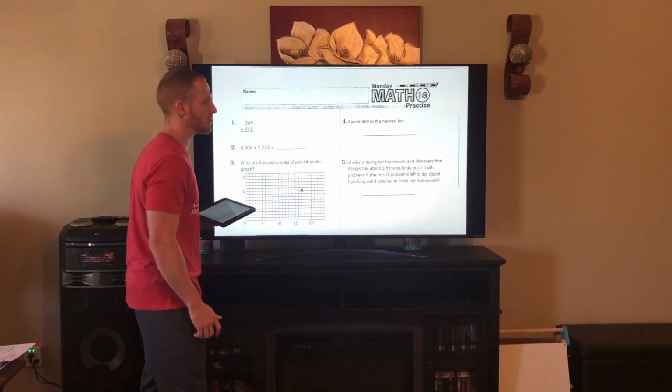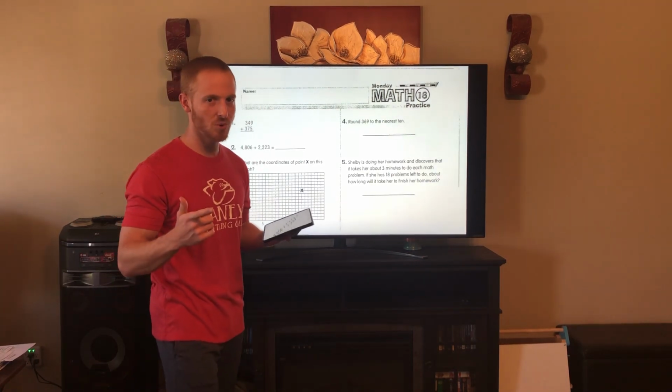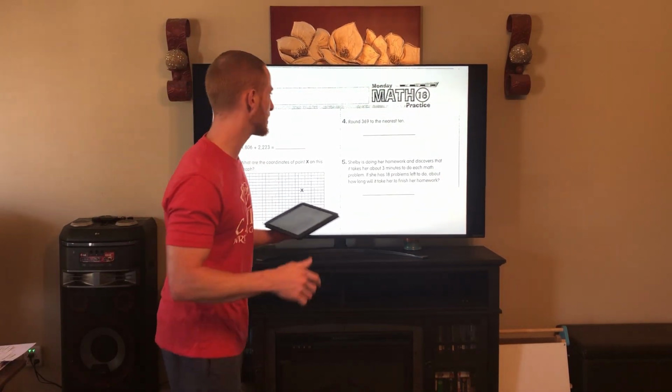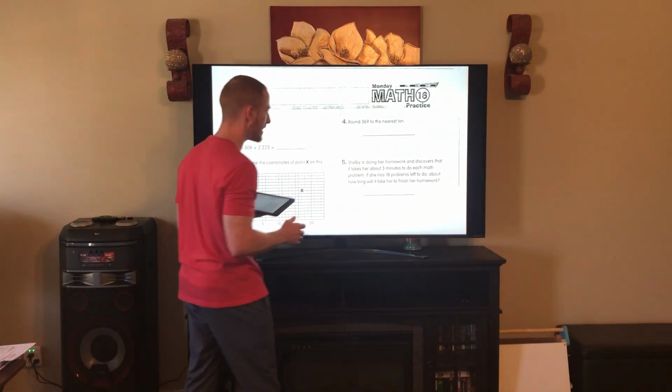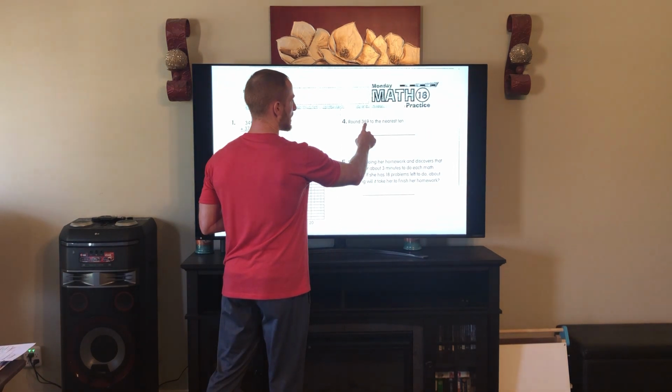369 to the nearest 10. Remember, when we round, estimating, 5 or more, change the score. 4 or less, let it rest. So if I'm rounding to the nearest 10, I always underline my place value that I'm rounding to.